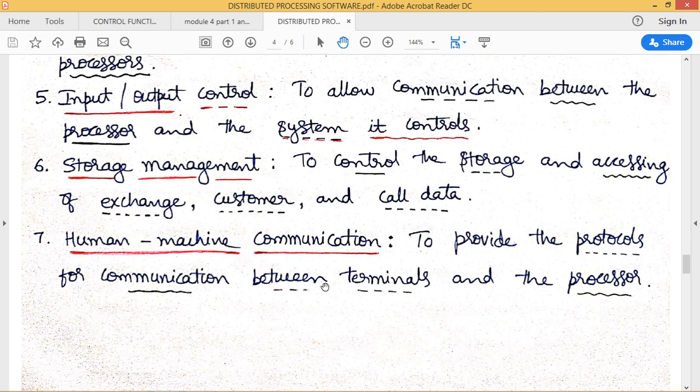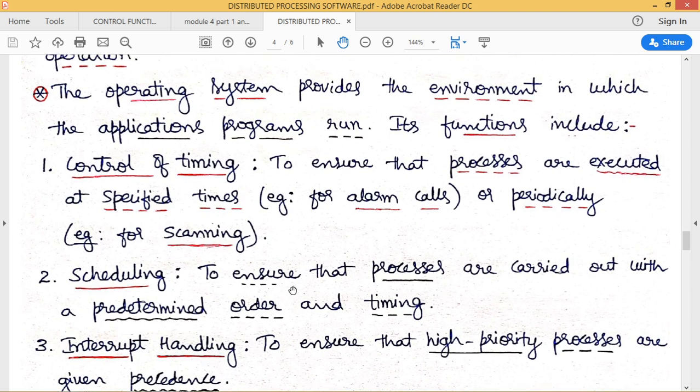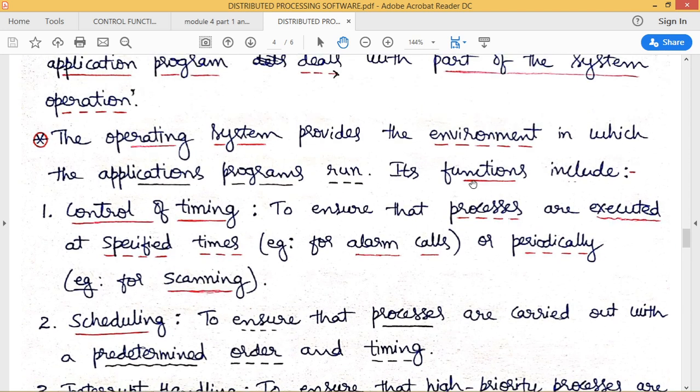So these are the different applications that an exchange must deal with. For different applications, we will write application programs, and of course those application programs are running on a particular operating system.